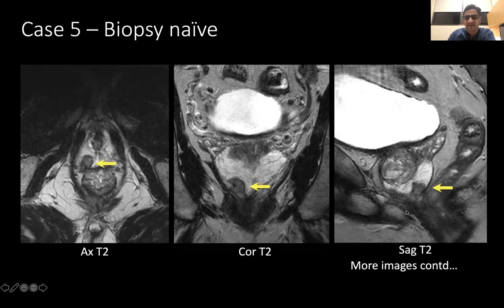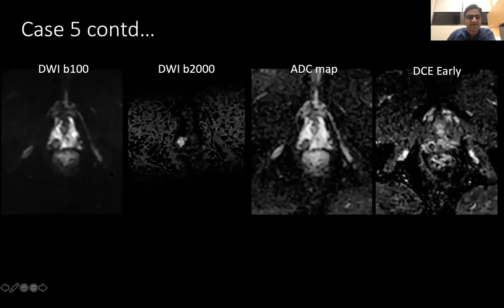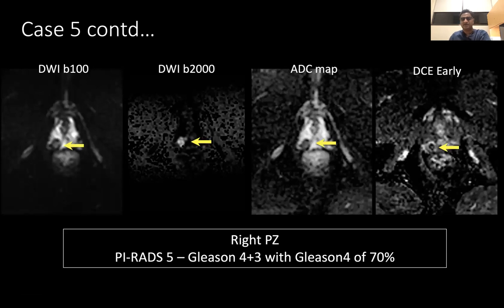And on the diffusion weighted imaging, there is marked restricted diffusion. This is the B100, and this is the B2000. There's marked restricted diffusion, and it's dark on the ADC. Enhancement, there is some peripheral enhancement, but centrally there is not much enhancement, which is a little bit atypical in this patient.